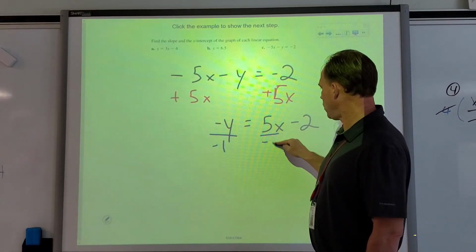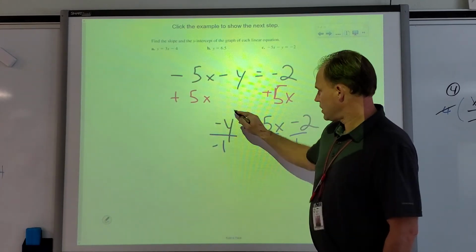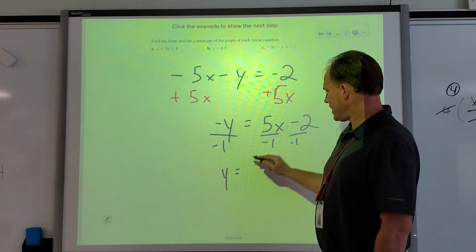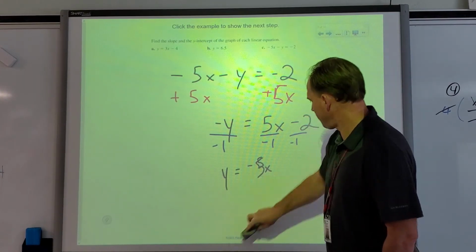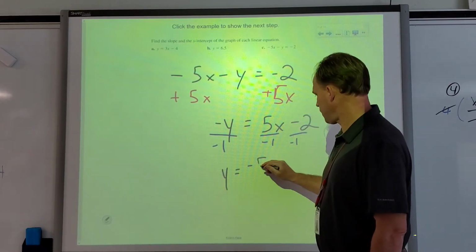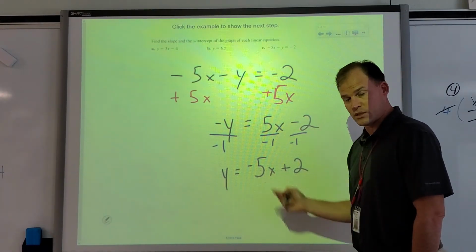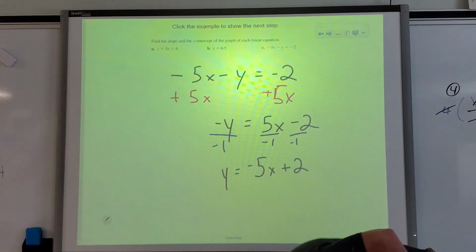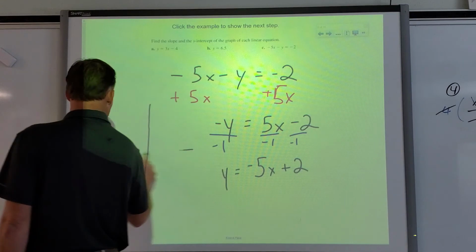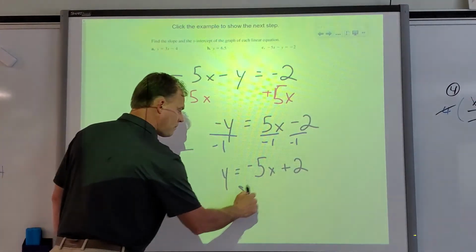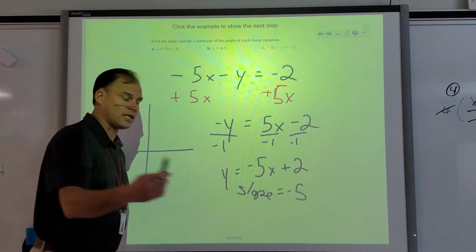Divide by negative 1 all the way across, and now that's positive y. That's negative 5x. Sorry. And that's positive 2. Ask questions if this is confusing. We're moving on. I need to graph this. What's the slope? What's the y-intercept?